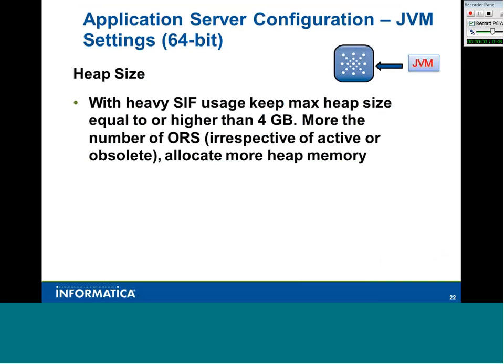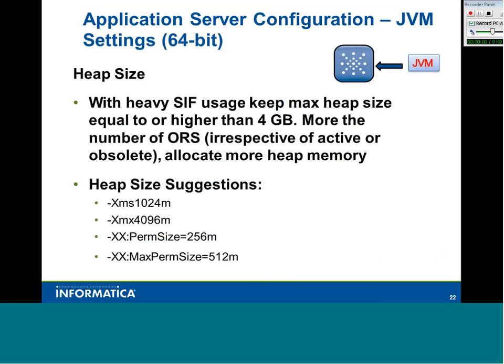So let's look into some of the heap size configuration. These are the recommended suggestions, especially if you're in heavy SIF usage, then keep the max heap equal to or higher than 4 gig. And these are based on the 64-bit application server setting. And just to update everyone, with our latest release, we have moved from 32-bit architecture to 64-bit.